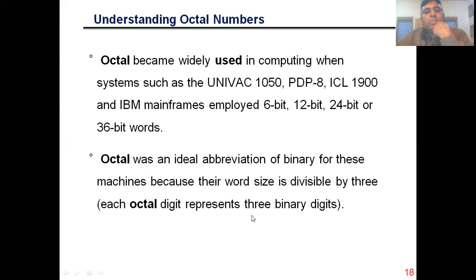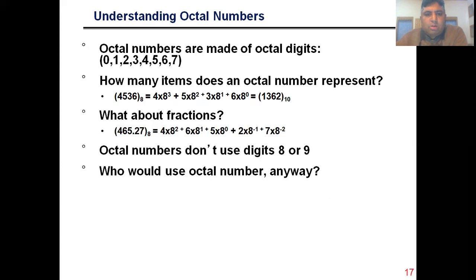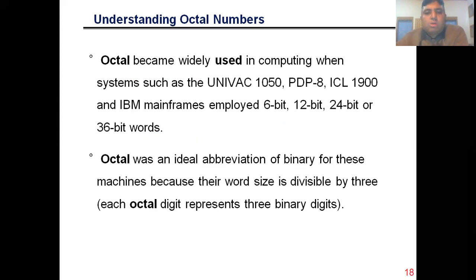Each octal digit represents 3 binary digits. We will see that 3 binary digits represent an octal digit. So this is the basic answer to this question: who would use an octal number anyway? This is how octal numbers came into use.